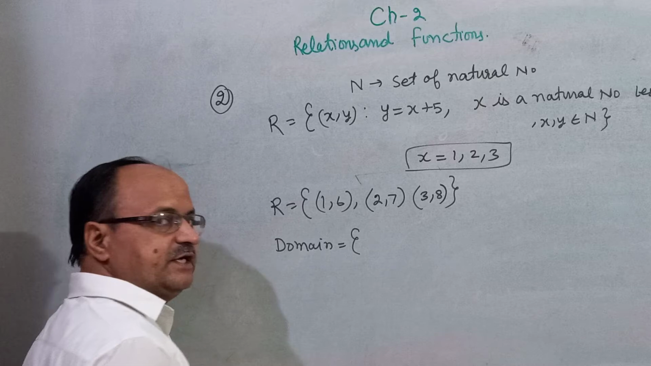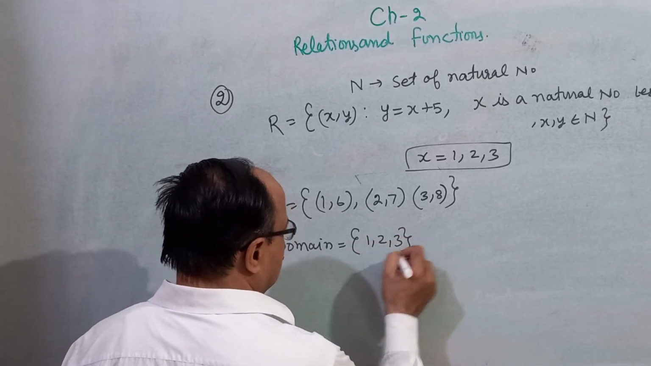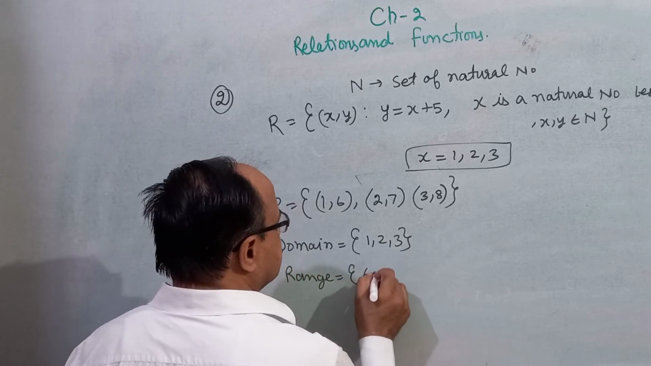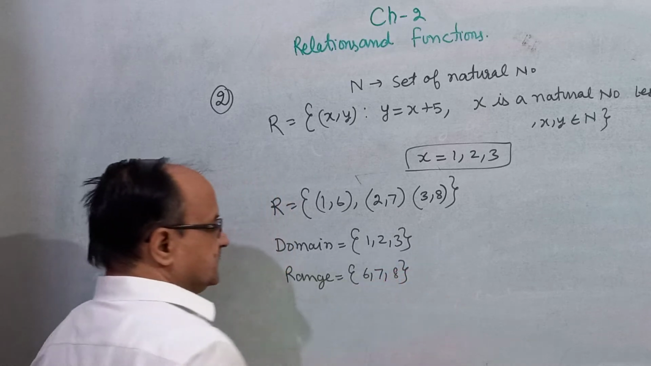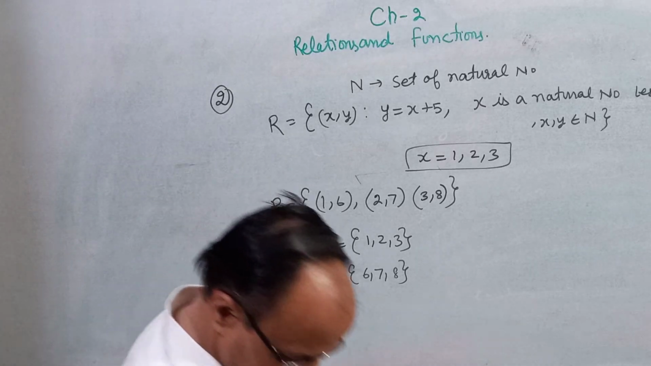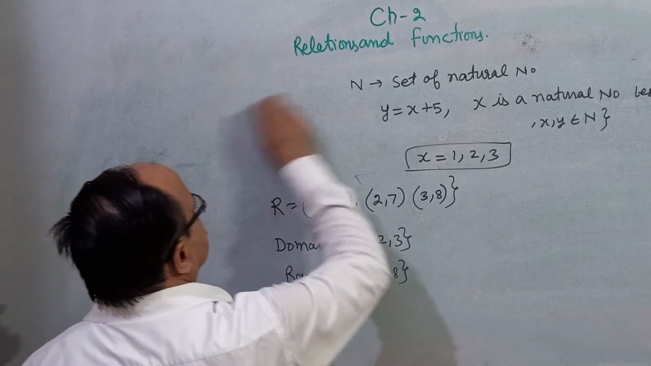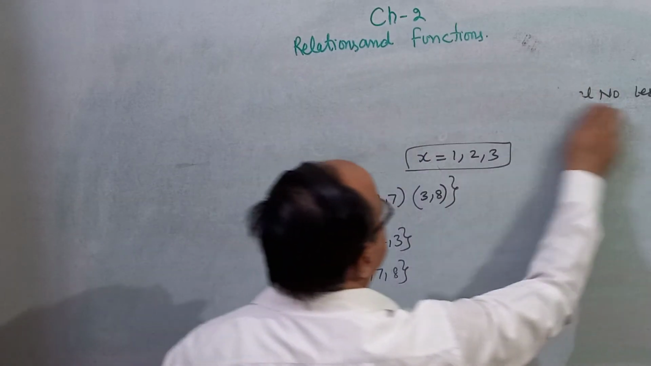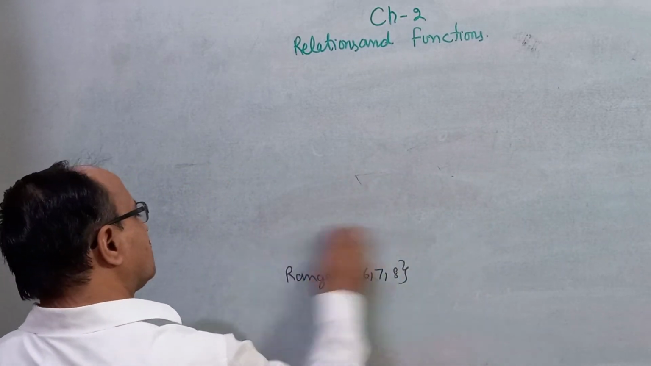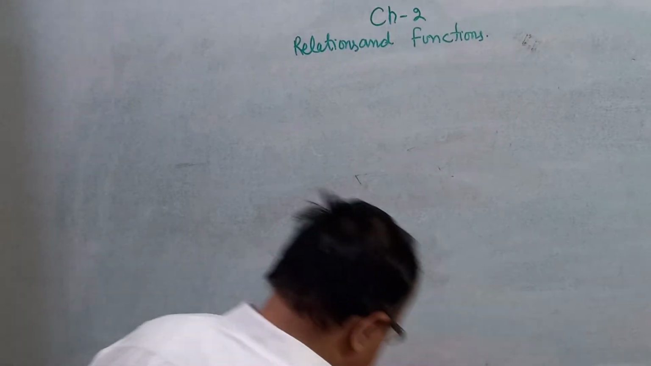Domain means the first element of the relation: 1, 2, 3 is the domain. And the range is 6, 7, 8. This is the solution of this question. Next question.